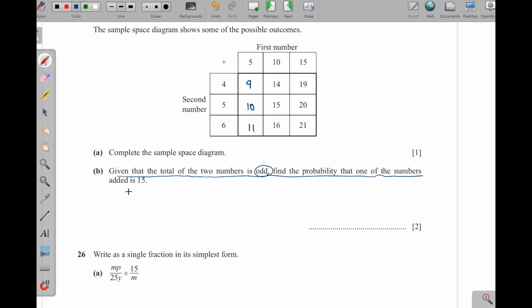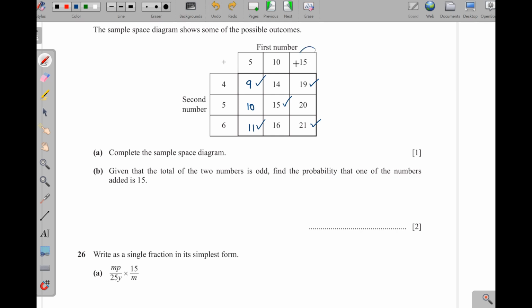Then next, given that the total of the two numbers is odd, find the probability that one of the numbers added is a 15. The total is odd. Okay? So where do we see odd? Or the total? We have a 19, we have a 21, we have a 15, we have a 9, we have an 11. Are we there?